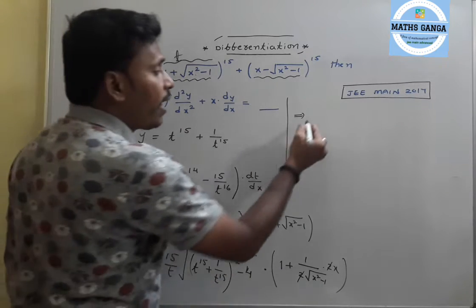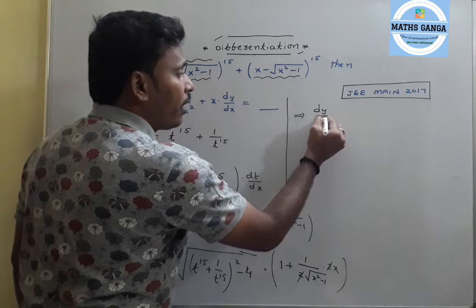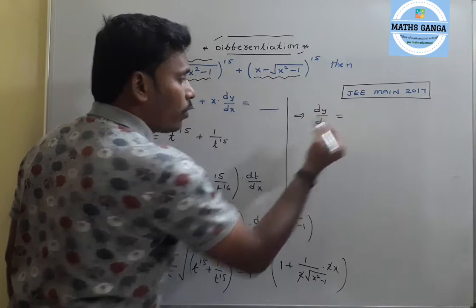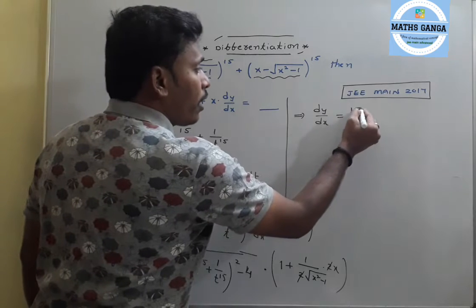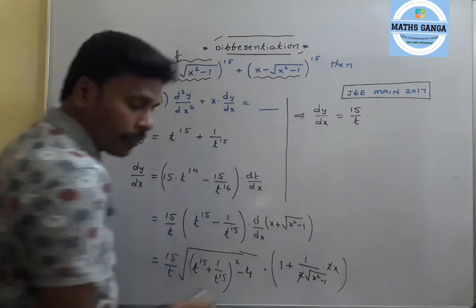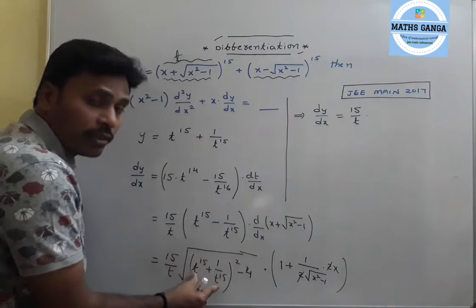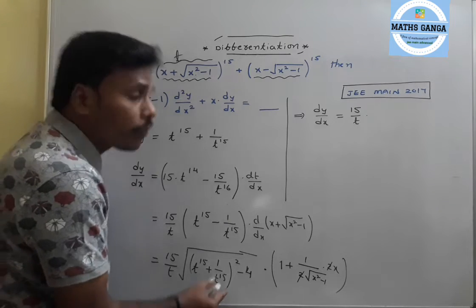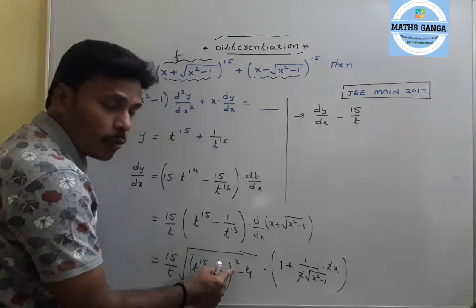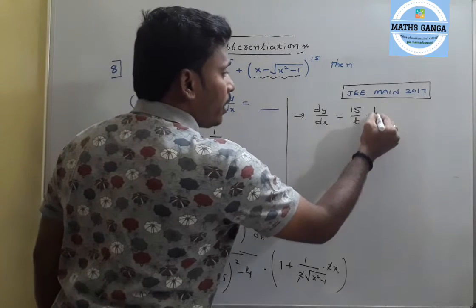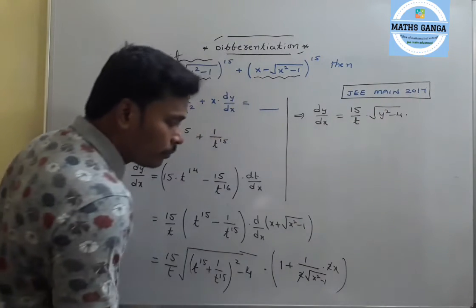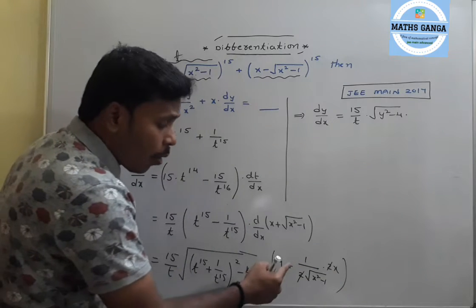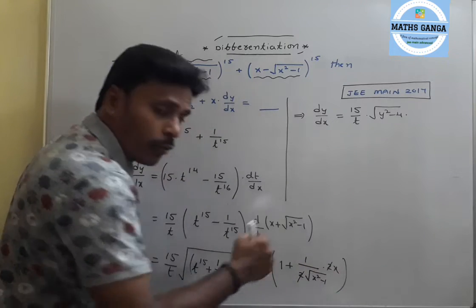on the left side we have dy by dx is equal to, whereas on the right side we have 15 by t into, under the square root, t power 15 plus 1 by t power 15 is y, so this is y square minus 4. So 15 by t into root of y square minus 4 into this part, 1 plus x by root x square minus 1.